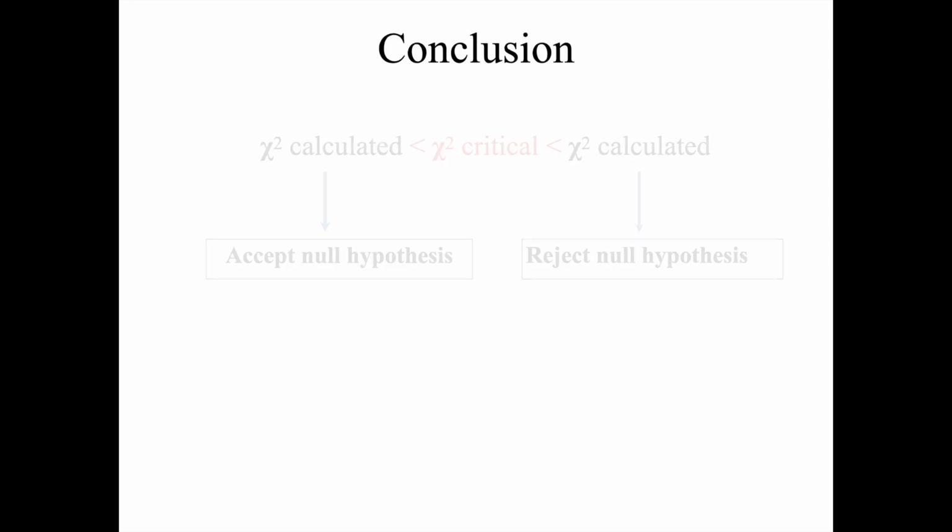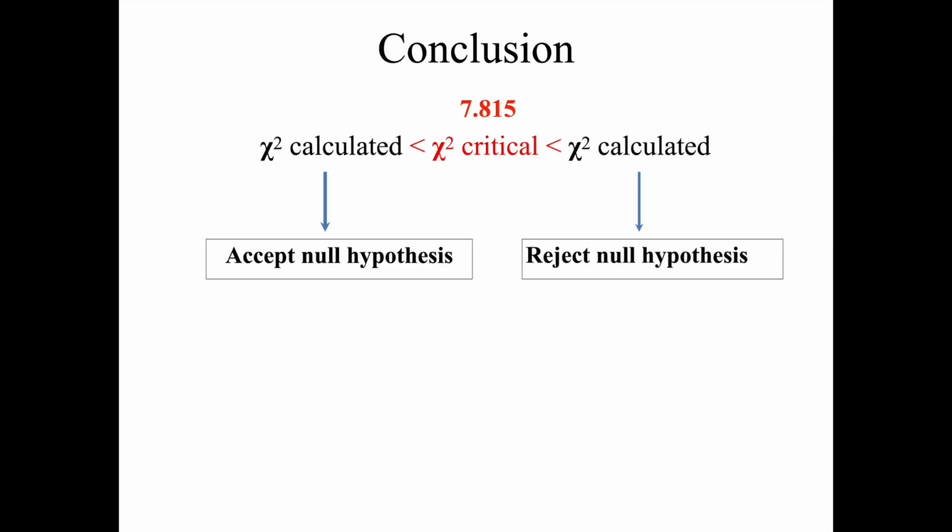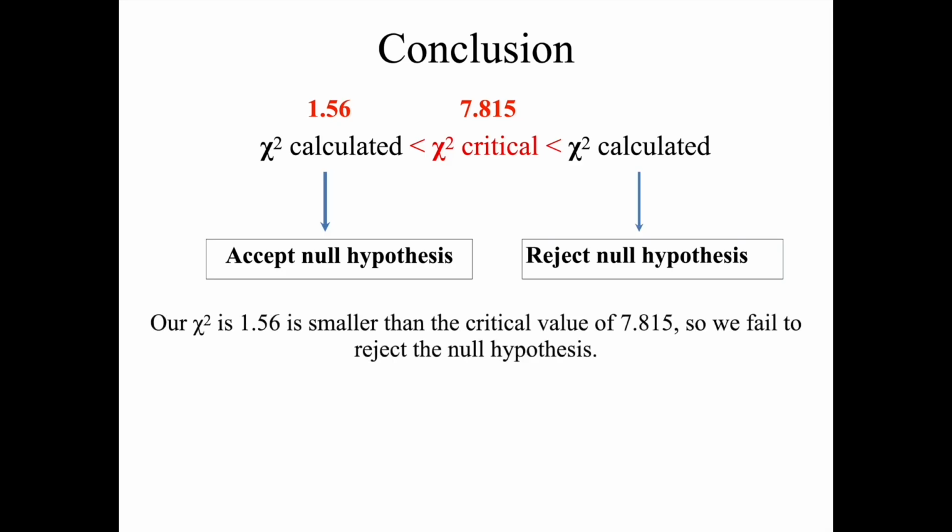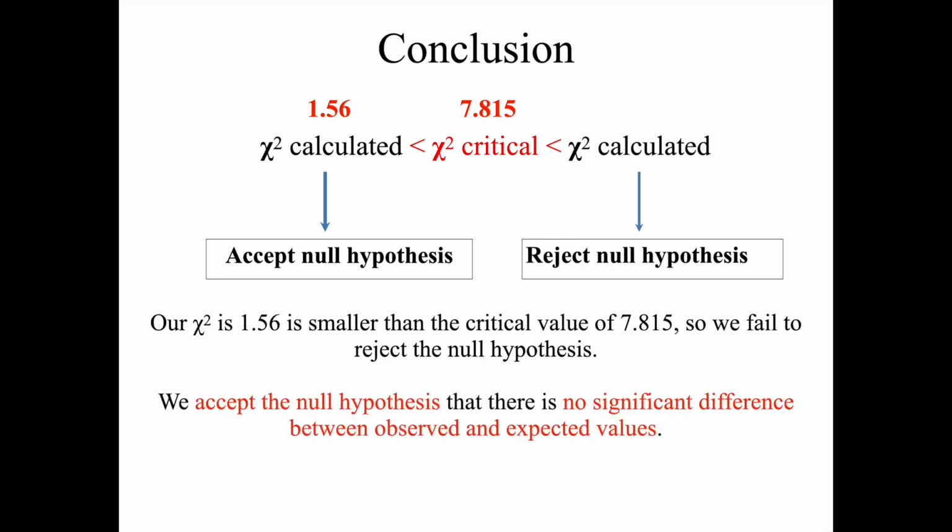So in conclusion, our critical value of 7.815 is compared against our calculated value, 1.56. And since 1.56 is smaller than the critical value of 7.815, we fail to reject the null hypothesis, meaning that, in fact, we have accepted the null hypothesis and there is no significant difference between the observed and the expected values. Therefore, the traits that we have observed are indeed not linked. They are on separate chromosomes and therefore they go through independent assortment.